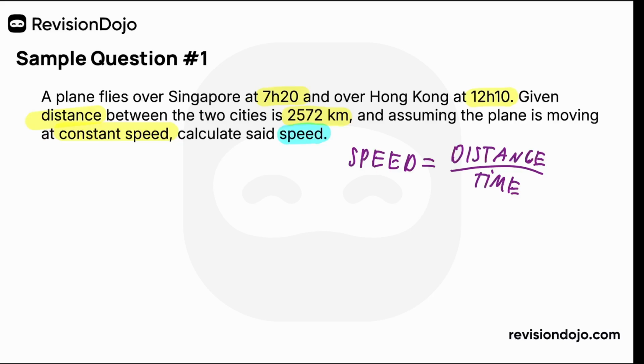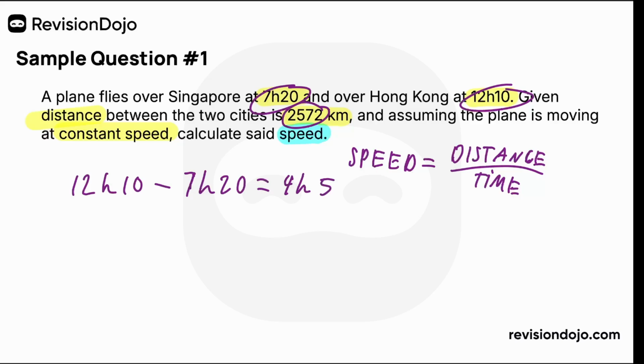So, distance over time. So, looking at this formula, then we know that we need two different variables. So we need distance and we need time. We have our distance, it's right here. And we do have time. We have a starting and an end time. So now what we need to work out is the difference in time between those two moments. So quite simply here, if we do the difference between 12 hours 10 and 7 hours 20, then we know that that is 4 hours 50.